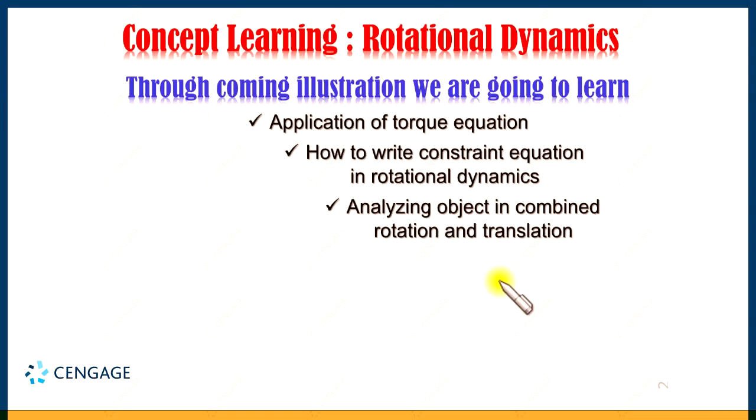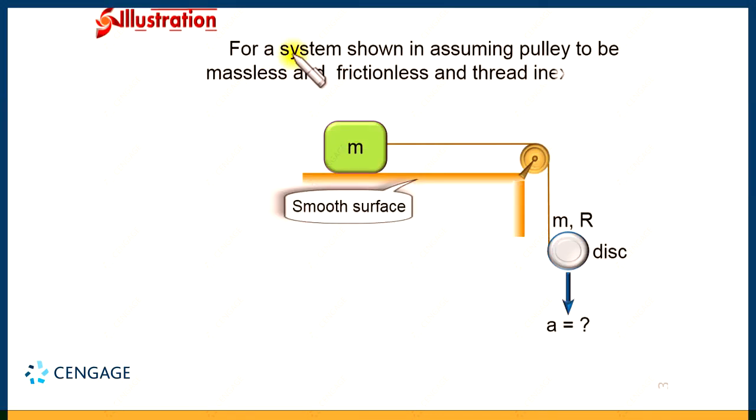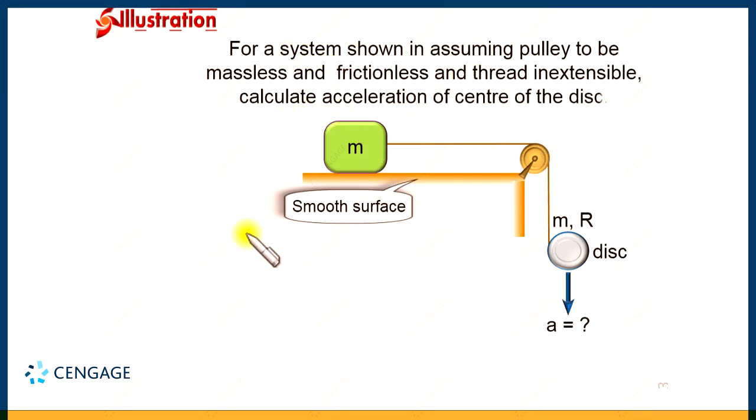Okay, so the first illustration is this, you can follow the screen. The given question is the system shown in the figure. You can observe this figure has a block and a hanging disc. The block is placed on a smooth horizontal surface, that is, there is no friction between the block and the surface. The motion of the disc is combined rotation and translation. We know the center of mass of the disc will move in the vertical downward direction, and the disc will also rotate about the center of mass. So the motion of the disc is combined rotation and translation.